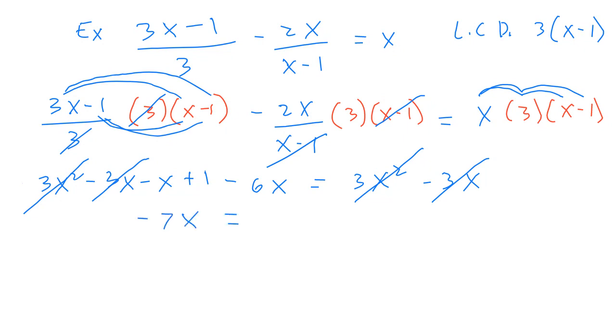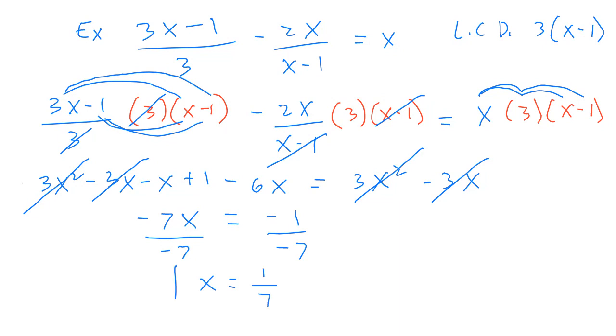And then I have to move my 1 to the right side. So positive becomes a negative 1. And then I have to divide negative 7 on both sides. So x now is equal to a positive 1 over 7.